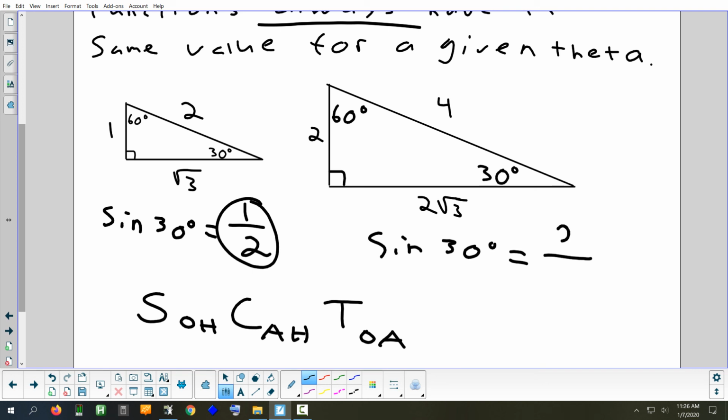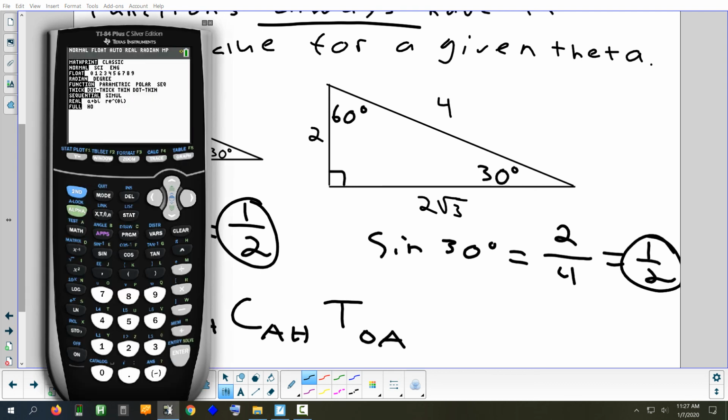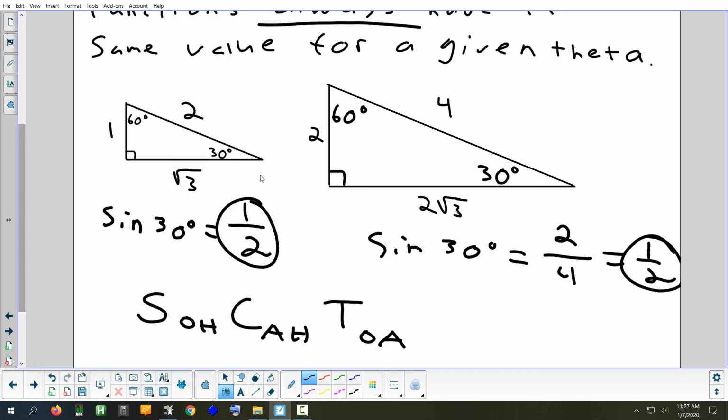2. And what's the hypotenuse? 4. And what's 2 over 4 reduced to? 1/2. That's why if I bring up my calculator and put it in degrees and I type the sine of 30, the calculator has no idea what size triangle I'm using. All it knows is I typed in 30 and I hit enter and it doesn't care what size triangle it is. The sine of 30 degrees is always 0.5.